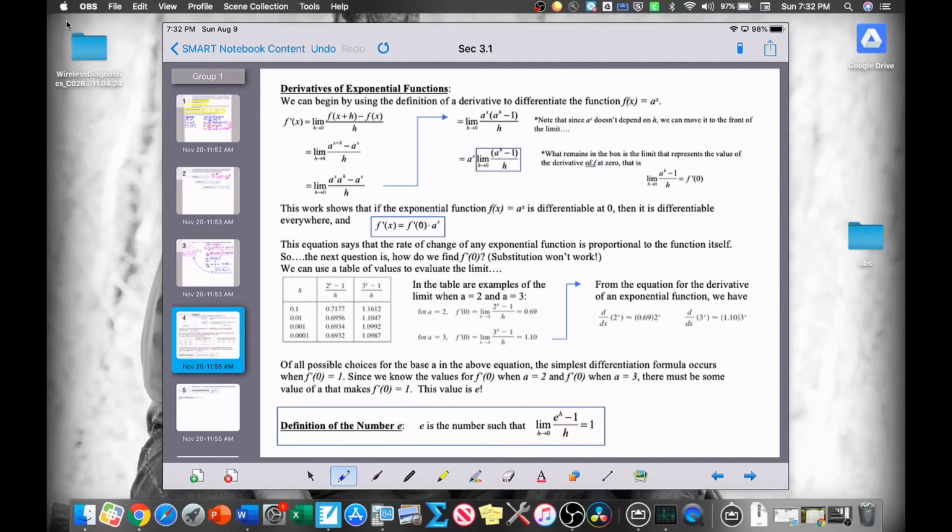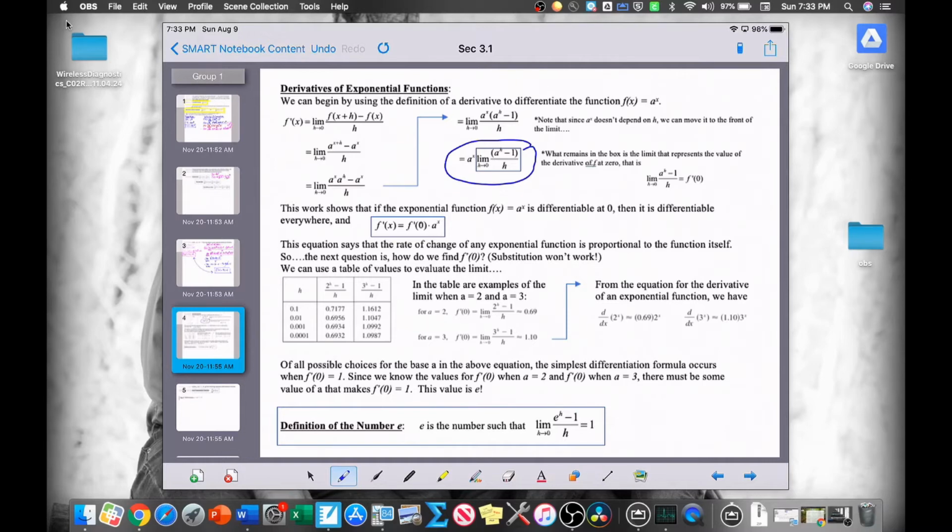And then, since a to the x doesn't depend on h, we can move it to the front of the limit. So then we get to this step right here, which is our derivative is equal to a to the x. So the original function that we started with is going to be part of our derivative answer. So a to the x times the limit as h approaches 0 of (a to the h minus 1) divided by h. So what remains in that box is the limit that represents the value of the derivative of f at 0, right? That is the limit as h approaches 0 of (a to the h minus 1) over h, which is f prime of 0.